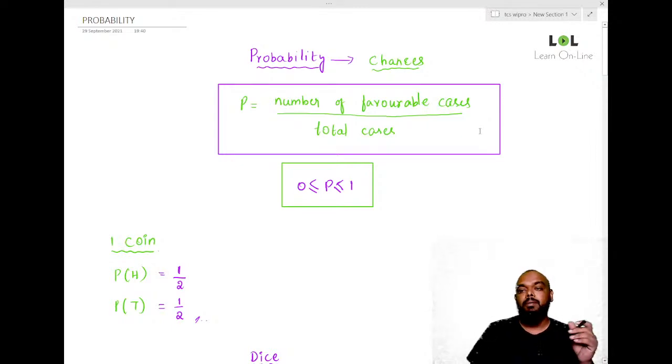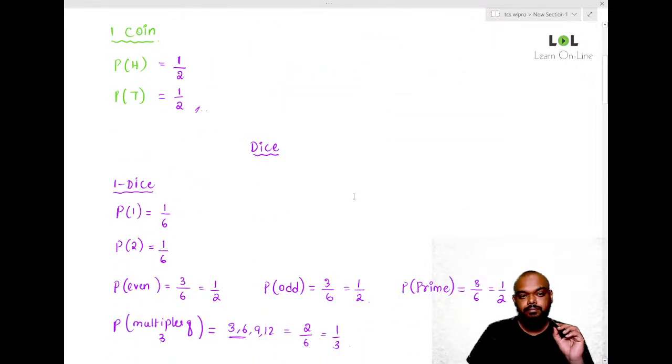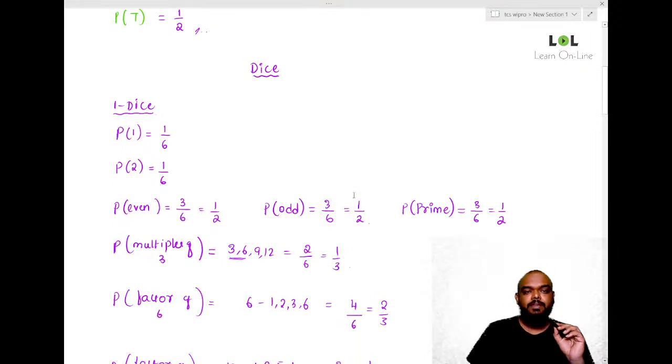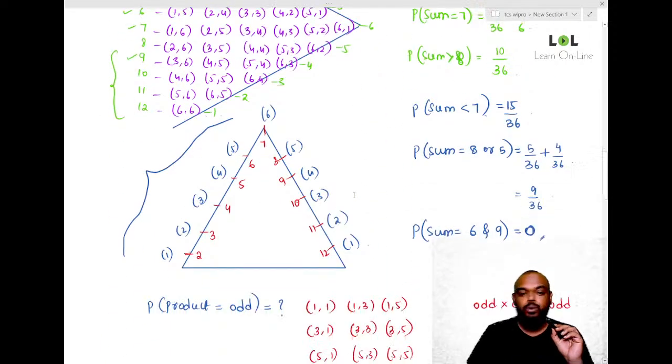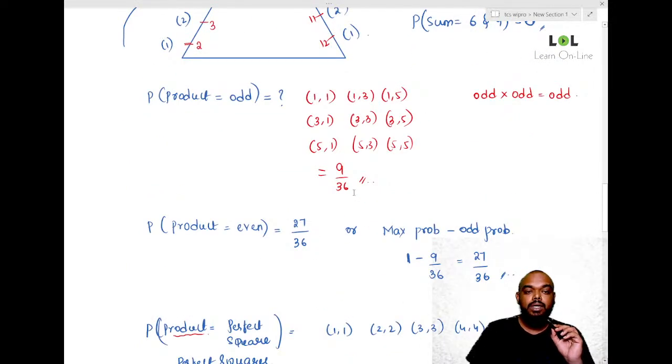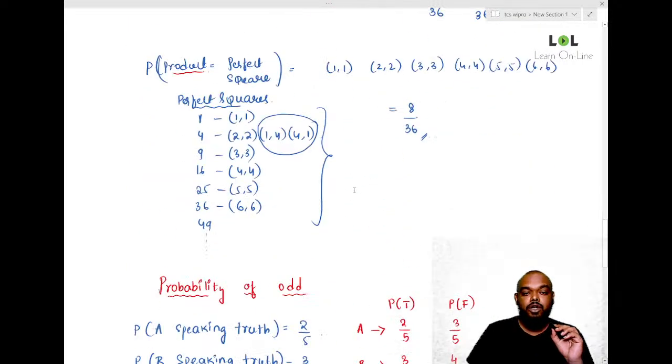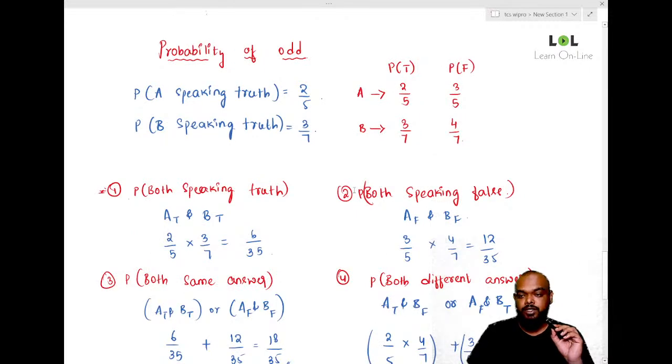What do you mean by probability? It is nothing but chances of occurrence of an event. So how do we calculate probability? Number of favorable cases divided by total cases. And we know the range of probability is 0 to 1. It means it lies between 0 and 1. Then we dealt with problems based on dice, single dice, and then problems on 2 dice. And we also dealt with problems based on odds, right?